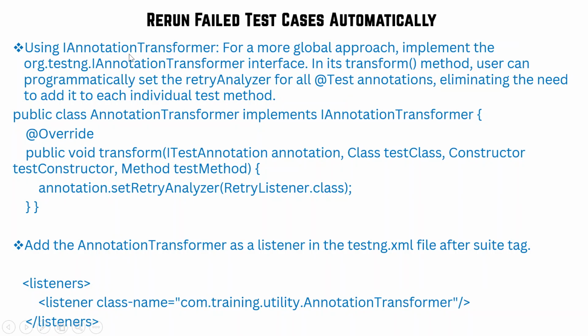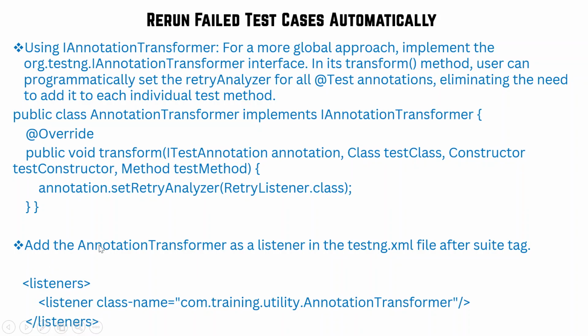So using IAnnotationTransformer, for a more global approach, implement the org.testng IAnnotationTransformer interface. In its transform method, the user can programmatically set the retry analyzer for all the test annotations, eliminating the need to add it to each individual test level.